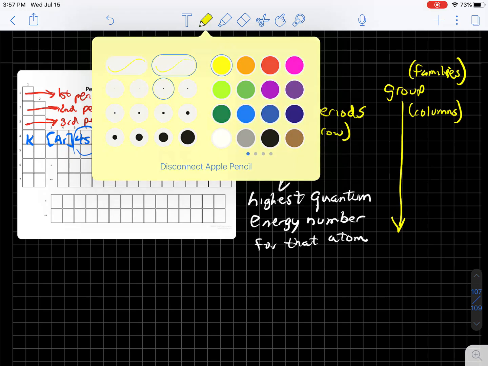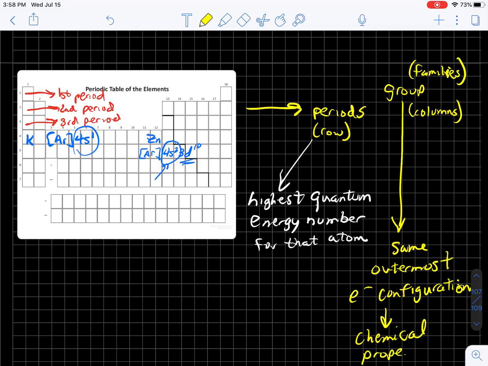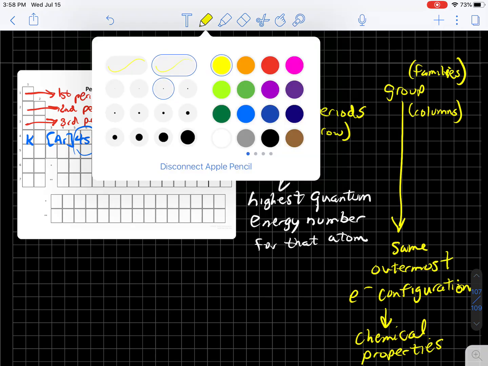Now the groups, the reason why they call them families is that they have the same outermost electron configuration. Same outermost electron configuration, which means they have the same chemistry, the same chemical properties. And we're going to get into chemical properties in the next chapter.